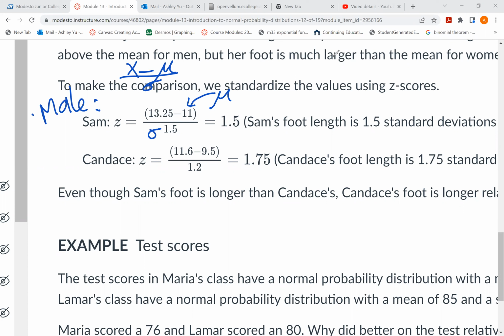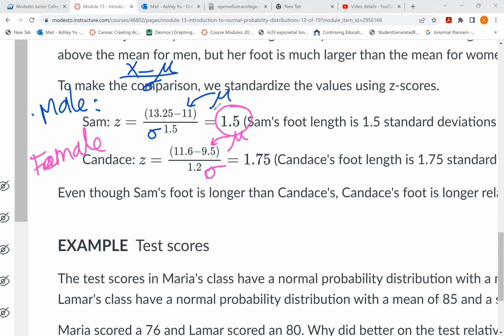But in Candace's case, when we're calculating the z-score, her mu is 9.5 because that's the mean for females, and the standard deviation for females is 1.2. So we're calculating z-scores, but the mu's are different and the sigmas are different because we're comparing different groups. If you do the calculation with Sam's foot size, you get 1.5. So his foot length is 1.5 standard deviations above the mean.